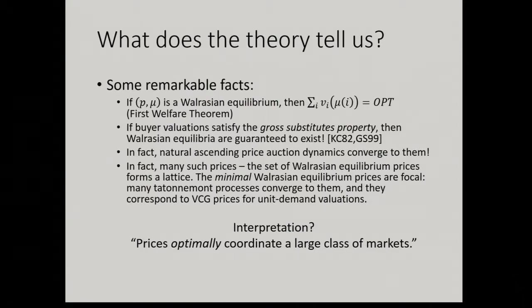So it's tempting to look at this classical theory and summarize it as prices optimally coordinate a large class of markets. You can look at these prices, buy the stuff you want, and things work out. The welfare is optimal and supply equals demand. And what I want to focus on is two possible holes in this interpretation. And I want to see to what extent we can use the tools of learning theory to fix these holes.